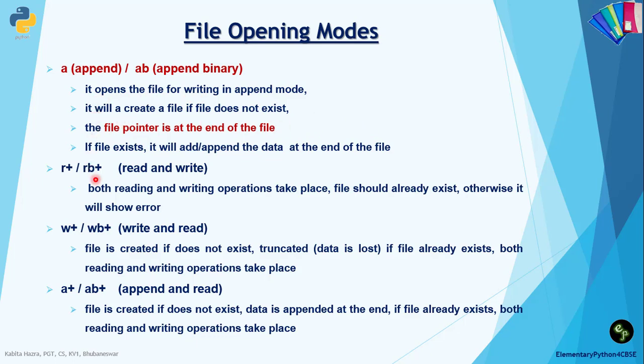Then we can also augment the read and write operation to the default read or write mode by using the plus symbol. If we are using R plus or RB plus, then it will open the file for reading as well as writing. The file should already exist, otherwise it will show an error. Similarly, if you want to write and then read, we suffix this plus symbol to write or write binary, that is W plus or WB plus. Similarly, we can use A plus or AB plus to append and read.